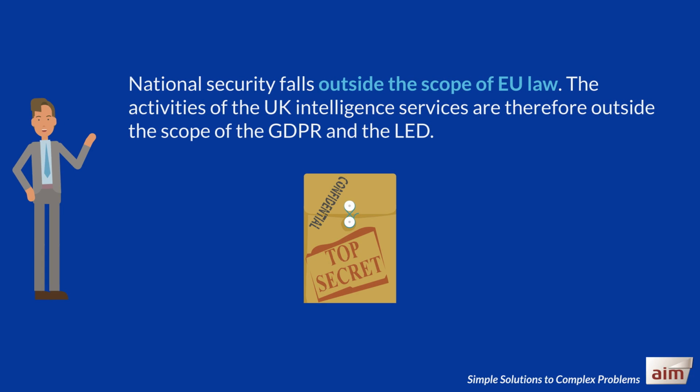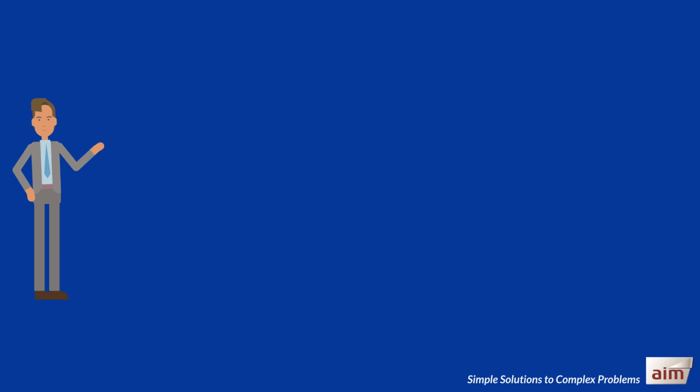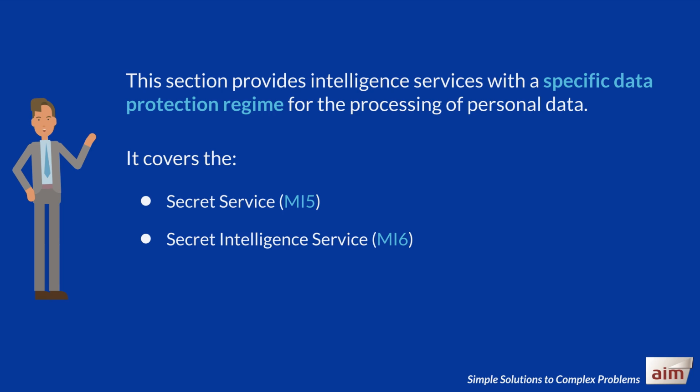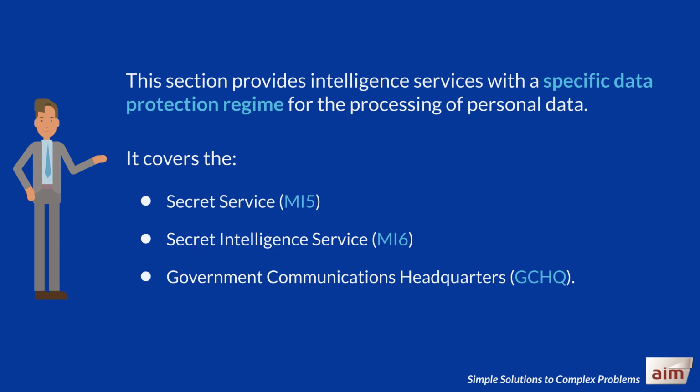National security falls outside the scope of EU law. The activities of the UK intelligence services are therefore outside the scope of the GDPR and the LED. This section provides intelligence services with a specific data protection regime for the processing of personal data. It covers the Secret Service, MI5, Secret Intelligence Service, MI6, and the Government Communications Headquarters, GCHQ.